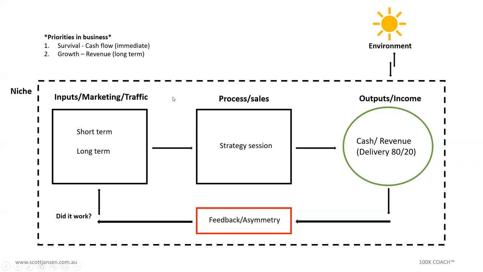Okay, so what this system represents is our inputs, process, outputs, and tracking system. Inside your niche, which I'm going to show you how to do this week, we're going to get to that very, very soon. I'm going to show you how to find a very profitable niche. Inside that is the environment that our business lives in.